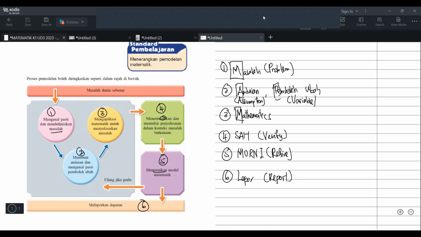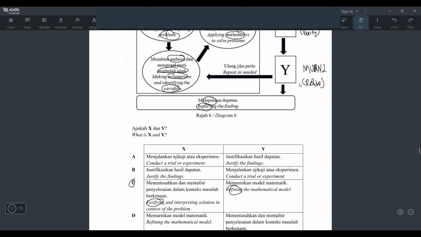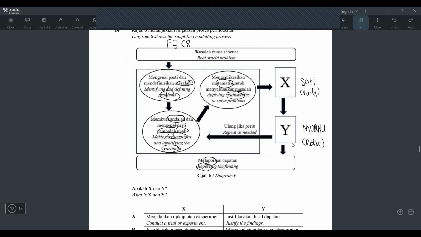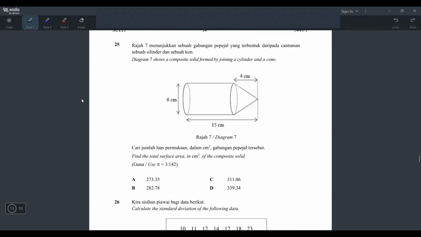There's nothing much to teach here, right? It's just that you kena hafal, tak ada cara lain. So we all know A and B is wrong, D also wrong because D terbalik already. In D they write refine first then verify, which is wrong. Dia kena verify dulu baru refine. So the answer is C. I hope you can memorize it.